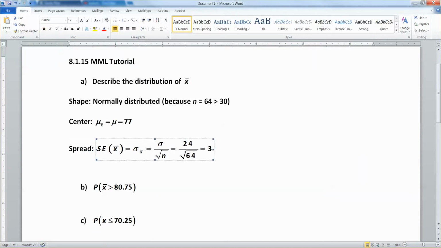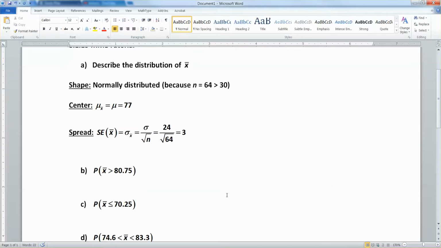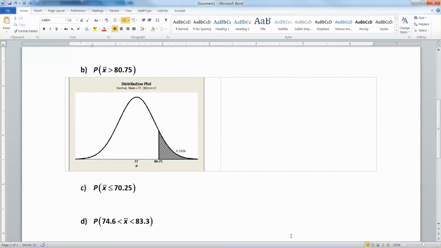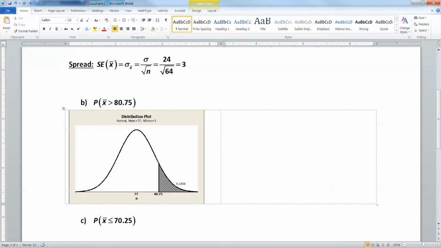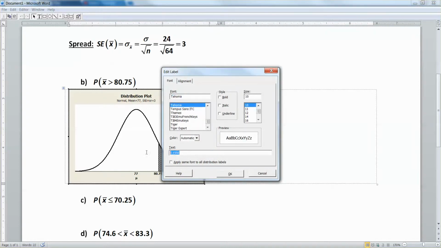All right, so now we have our shape, center, and spread. That means we're able to draw normal distributions for the next problems, and then use that normal distribution in order to find the probabilities that they are requesting. So the first one we want is the probability that x bar is greater than 80.75. Let me draw you a picture of that real quickly. All right, there we have a picture. And you can see that I have 77 in the center. It's a normal distribution. The standard error is 3. Then I have 80.75 over here on the right. And I'm looking for, technically, what this area is over here on the right. Now I can see that Minitab thinks it's 0.1056, but of course we wouldn't know that.